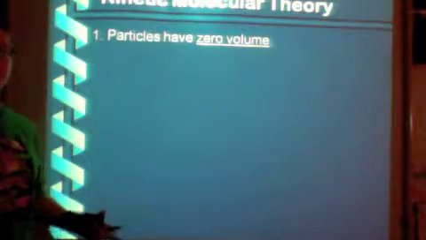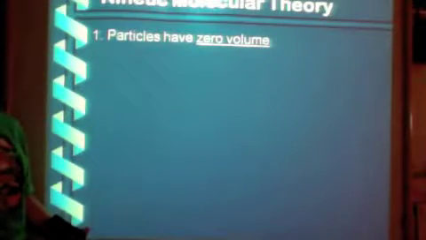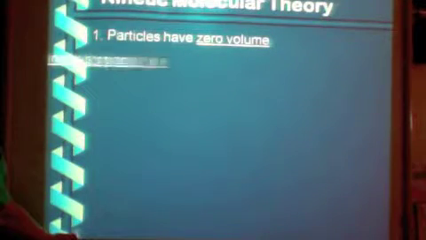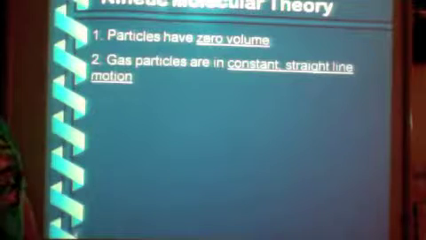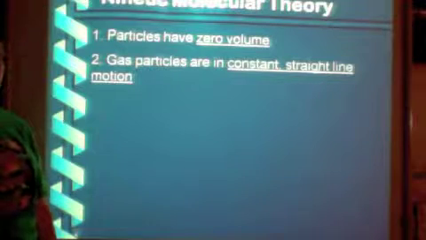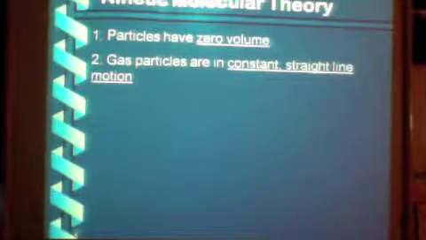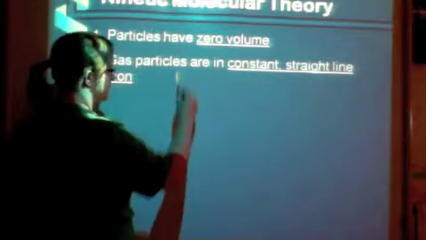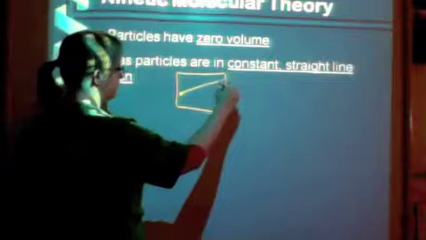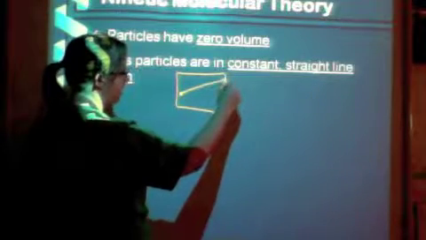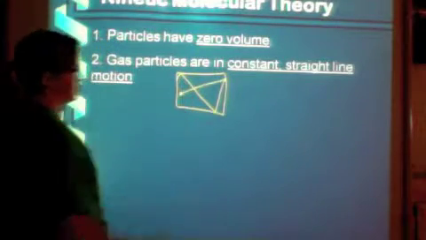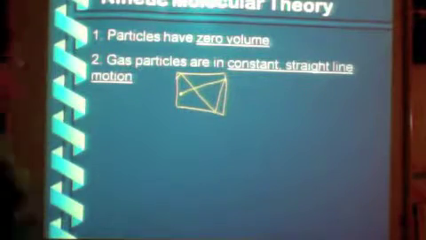Now the overall volume, yes, they're going to take up space. But if you look at one particle, they're saying it is 0 volume. Gas particles are in constant straight line motion. And pretty much what I have underlined is the main stuff that you've got to know for this. So your particles are going to be moving in straight lines. If this is the container, your gas particles are going to move until they hit a wall, and then they're going to bounce off like that. They're going to keep going in a straight line.